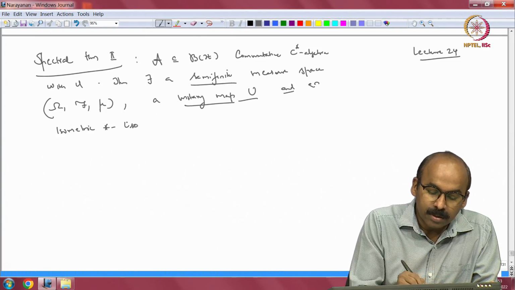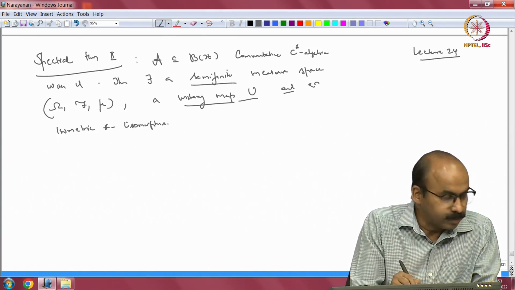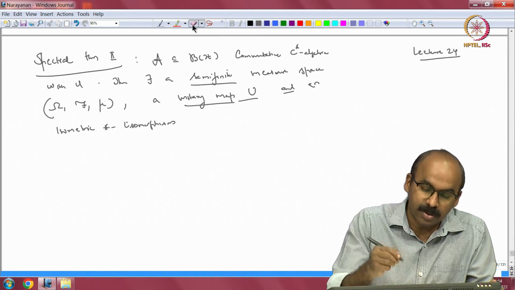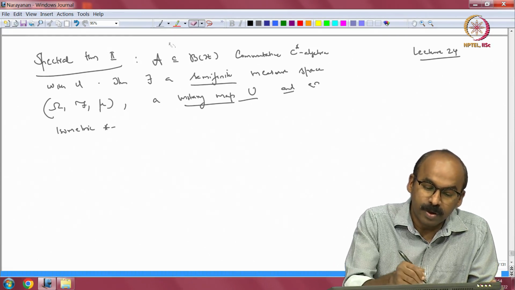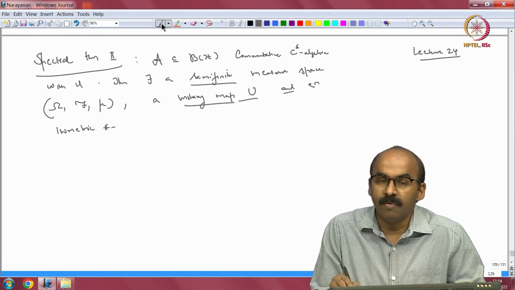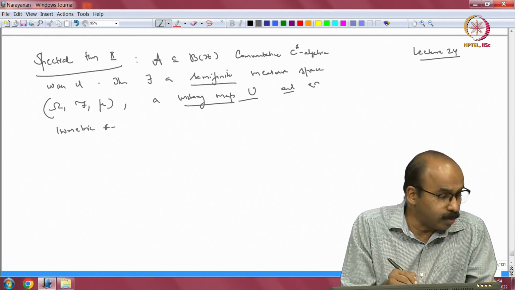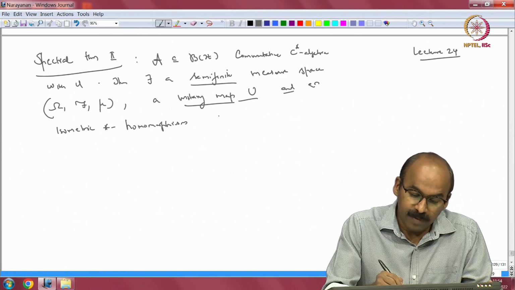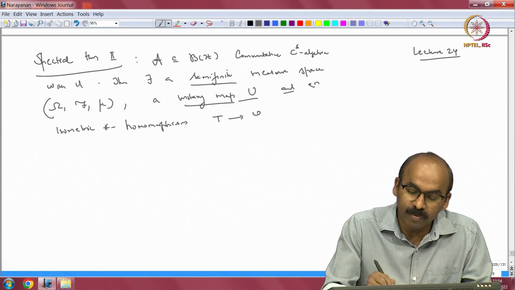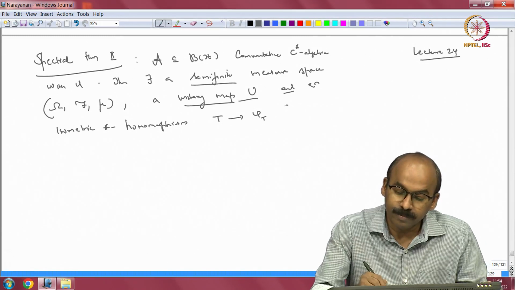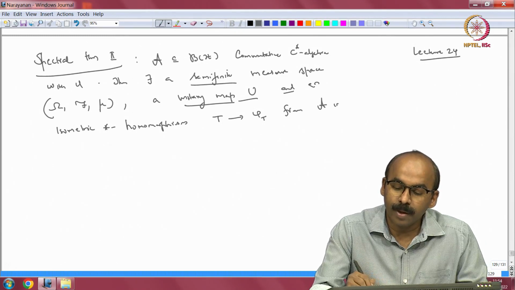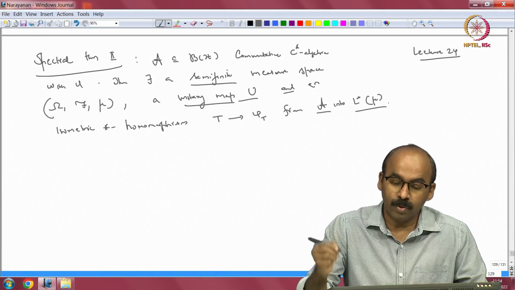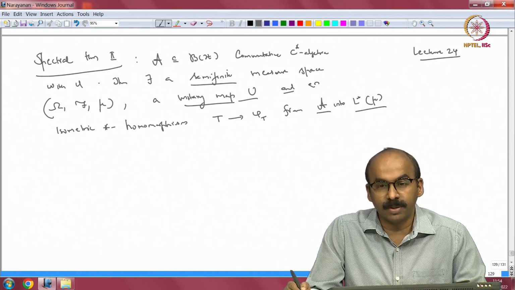And an isometric star isomorphism. Well, it is not an isomorphism because it is not onto. Because we are going inside bounded operators on L2, we will not get all of them, only some of them. So, an isometric star homomorphism, which we denote by T going to phi sub T, from A into L infinity of mu. So the operators T come from script A.